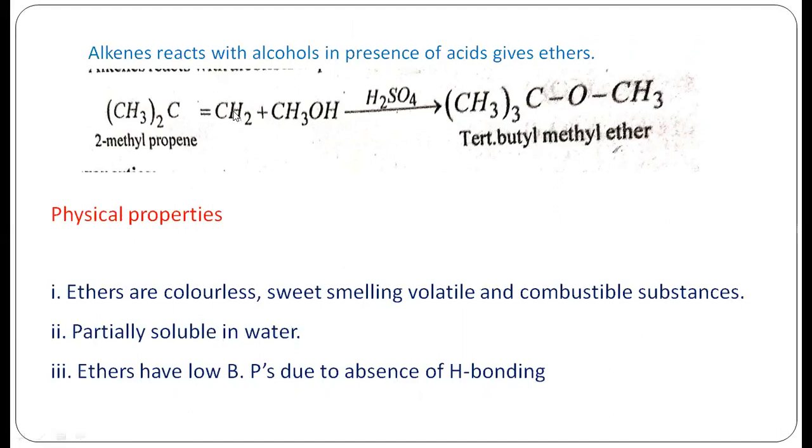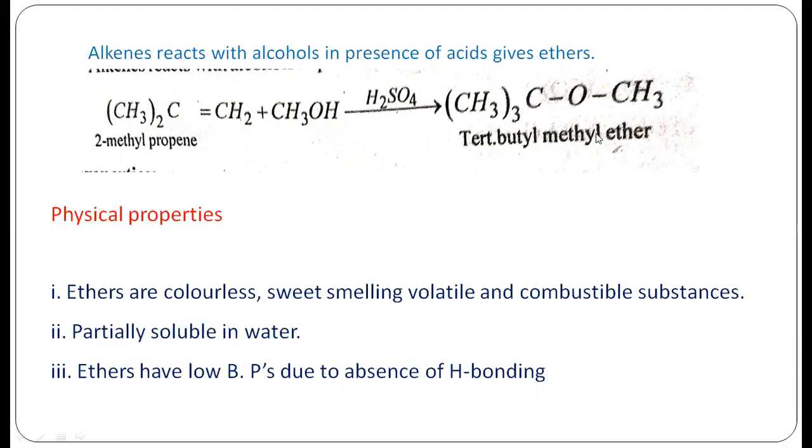Another method uses alkenes; by this method also we can prepare ethers. In this method, alkenes react with alcohols in the presence of an acid to give the ether. Here, 2-methyl propane reacts with methanol in the presence of H2SO4, which is an addition reaction. One hydrogen from the methanol will be attached to one carbon, and the CH3O group will be attached to the other carbon, finally producing tertiary butyl methyl ether.